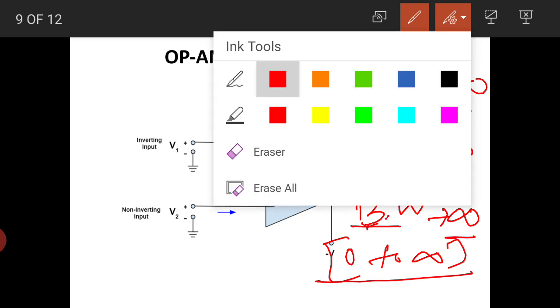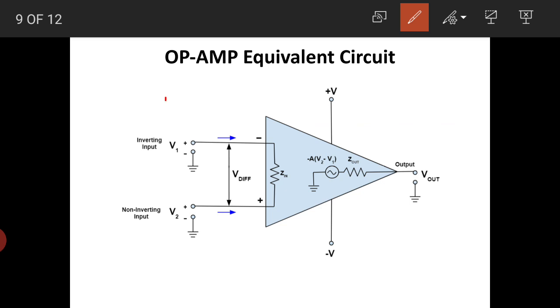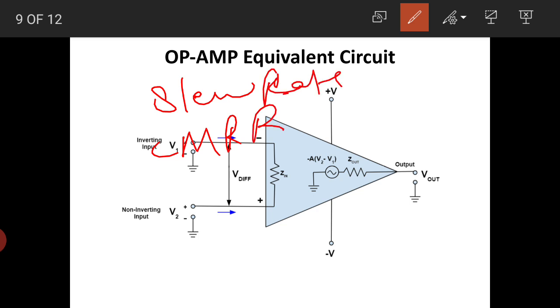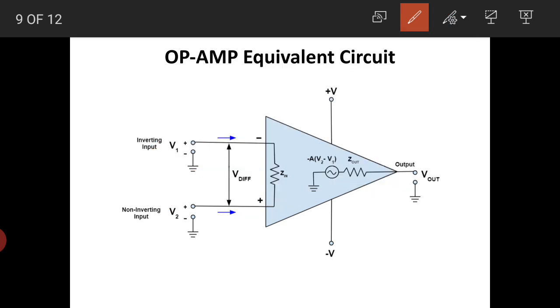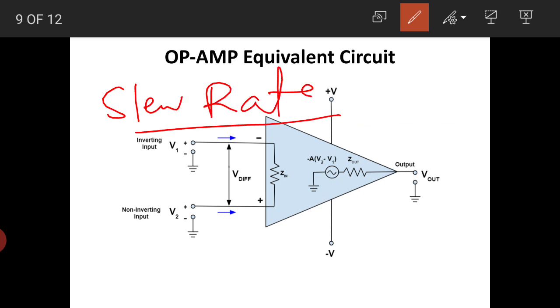And there are other factors like slew rate and CMRR. So we will understand these one by one: what is slew rate and what is CMRR, common mode rejection ratio. So first of all, slew rate. This slew rate is basically how fast the operational amplifier is able to reach its final value.